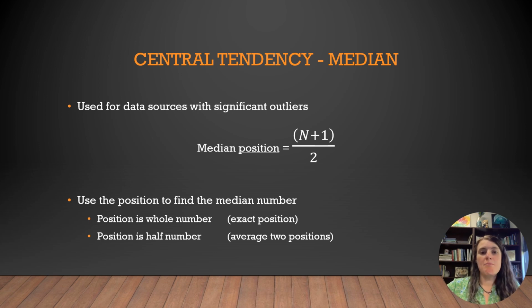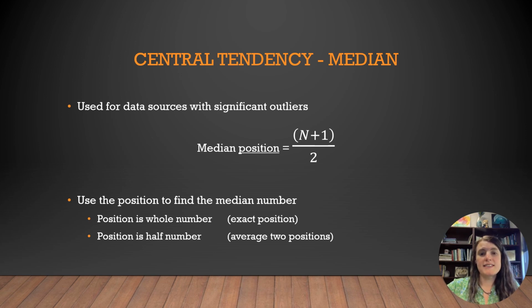The median is the middlemost value in the dataset. It's not a calculated value, it's simply identified. We find the median value by using this formula here. We take the number of values, add 1, and then divide by 2. That gives us the position of the middlemost value.